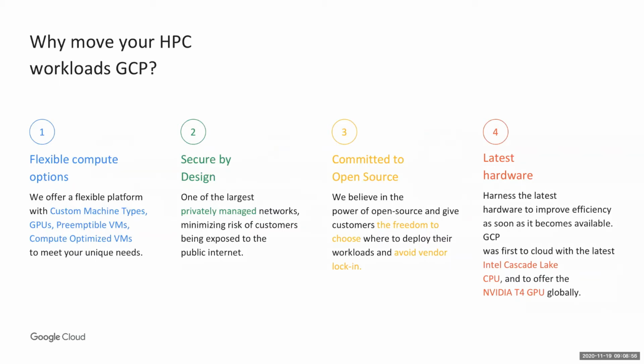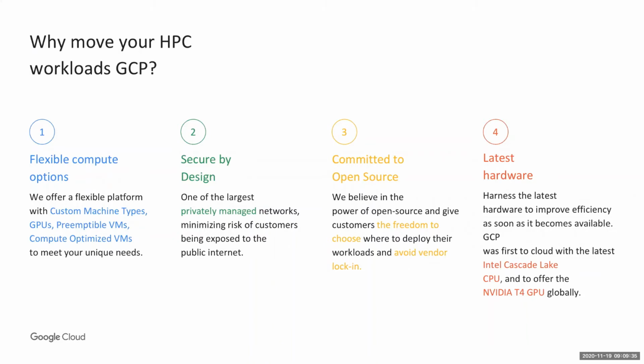Next slide, please. So why should you move your workloads to GCP? Well, as I mentioned earlier, we offer flexible compute options. Not only do we offer custom machine types by which you can define the CPU and memory parameters for your instances, but we also offer a large array of GPUs. We offer compute optimized VMs that are specifically geared toward HPC workloads. And for those batch and high throughput workloads, we offer preemptible VMs, which enable an 80% discount off the cost of the instance.